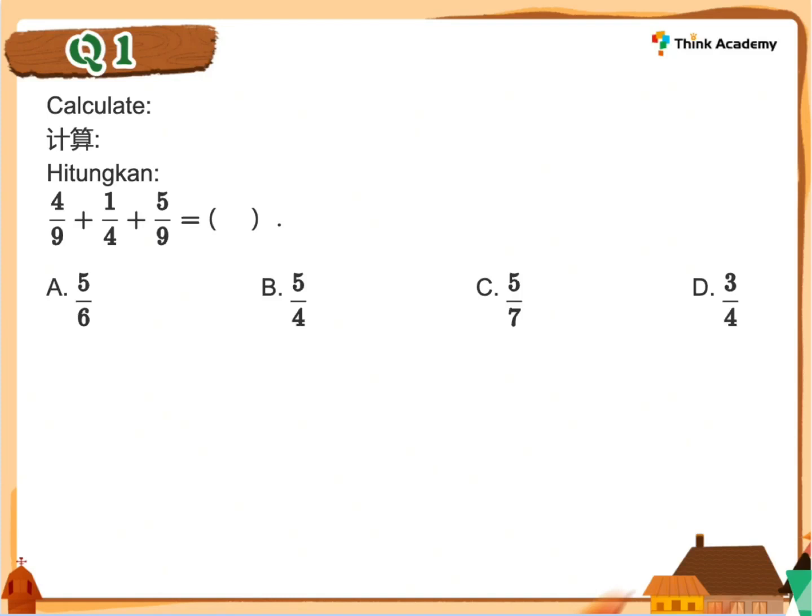Hi everyone, let's see the first question in the TMC. It's very easy, about fractions. Calculate the fraction: 4 over 9 plus 1 over 4 plus 5 over 9.